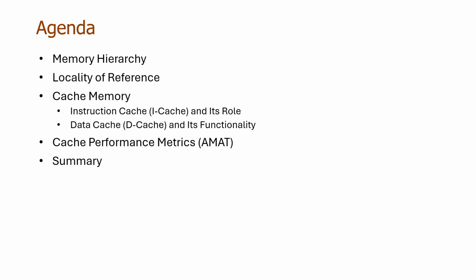So this is the agenda of the lecture. We will talk about memory hierarchy, then locality of reference, and then cache memory in these two types. Finally, we will calculate the performance metric AMAT for unified caches and for separate data and instruction caches, and then we will conclude with a summary comparing both types of caches.